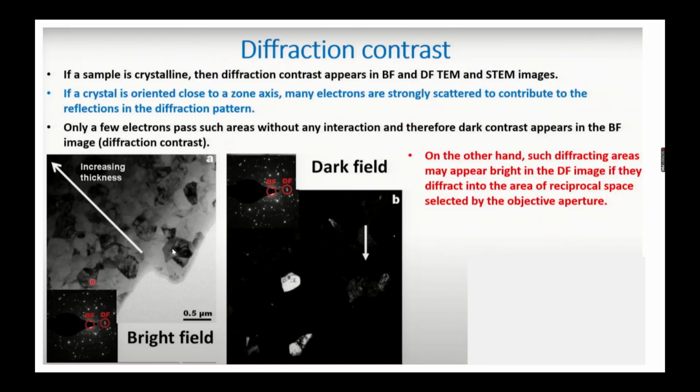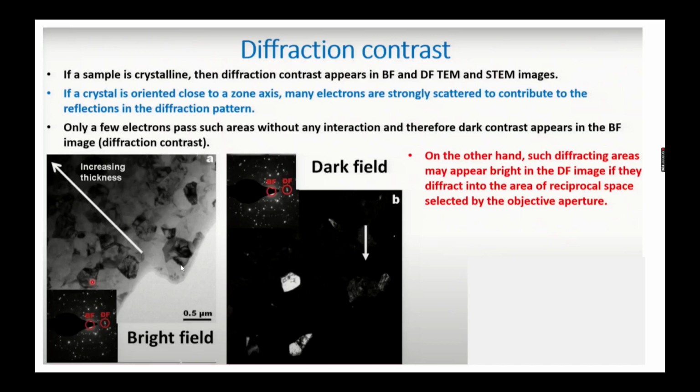Suppose this is appearing darker and the other side is appearing brighter. Here it is also related to the scattering or the passing of the electrons. Only a few electrons pass in such an area without any interaction, and therefore dark contrast appears. When the incident electron beam comes, the scattering will be more due to the crystal orientation, right?